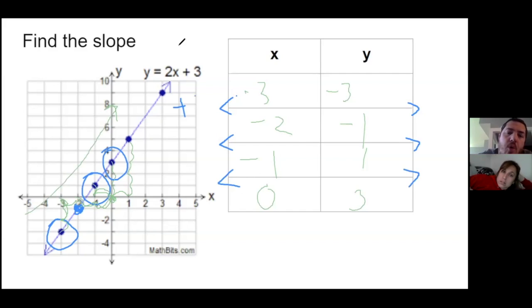So it went up 1. Yeah. And then up 1, up 1, up 1. Very good. Okay. Now what about the y? Next, -3 to -1, up 2. Went up 2. Good. And then up 2, up 2.